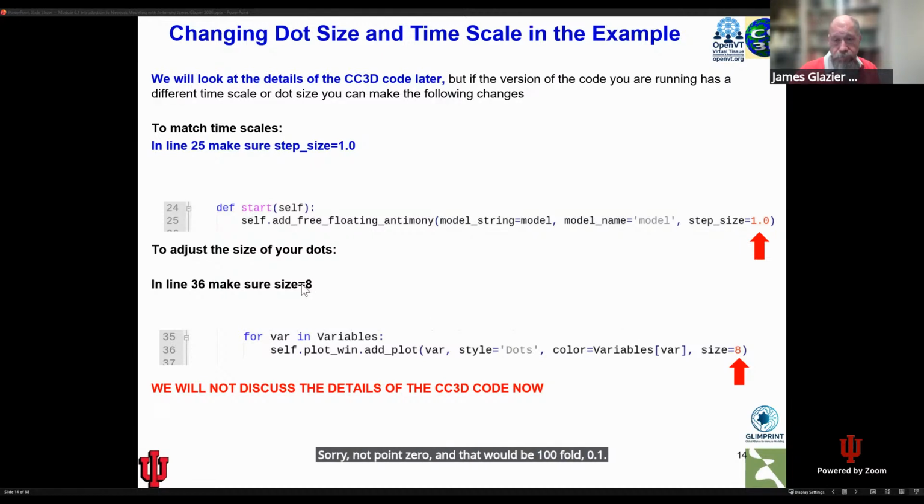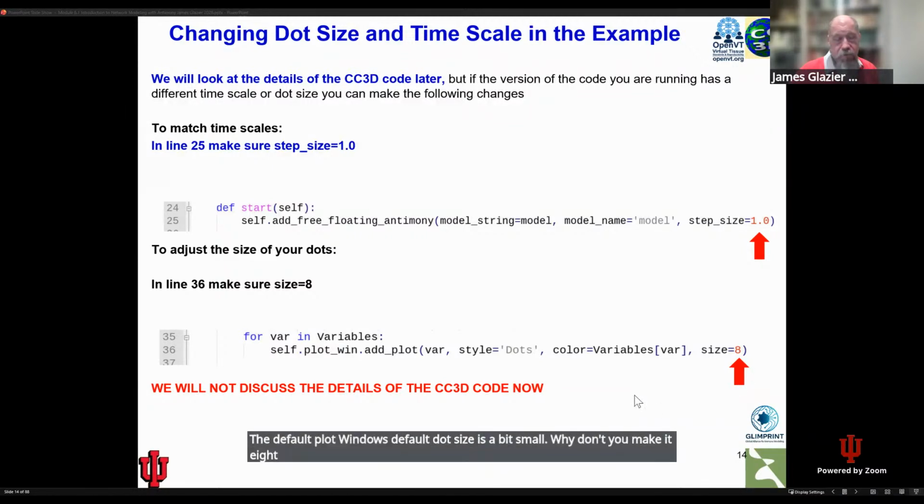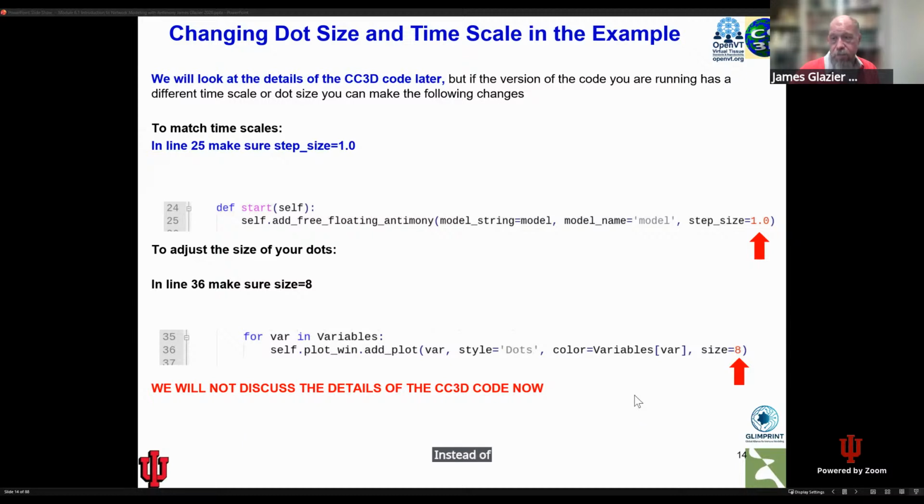And also, the size of the plot is in line 36. Plot win, add plots. The default dot size is a bit small. Why don't you make it 8 instead of 5? Try that, run it, and give me a screenshot of the new result. It's a little easier to see with bigger dots.